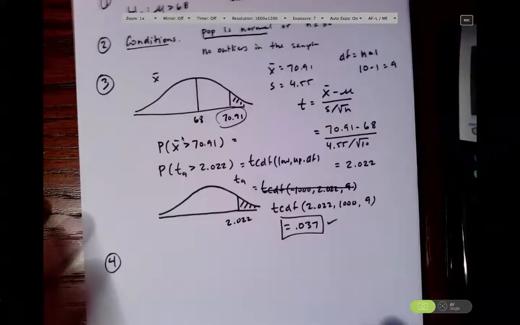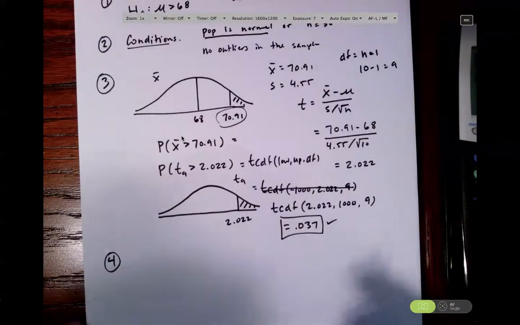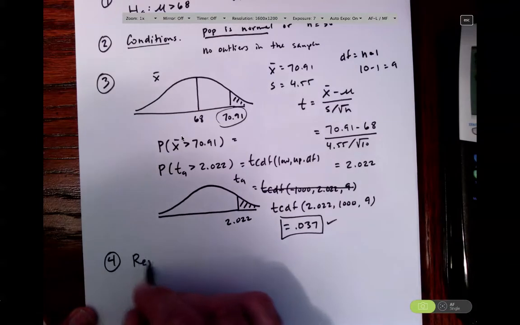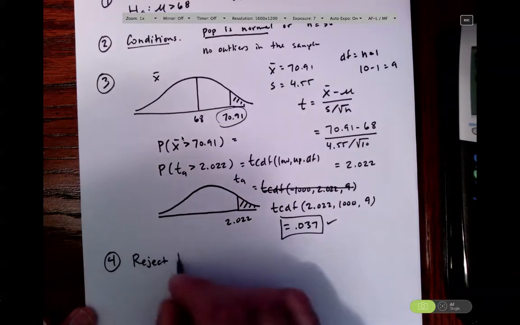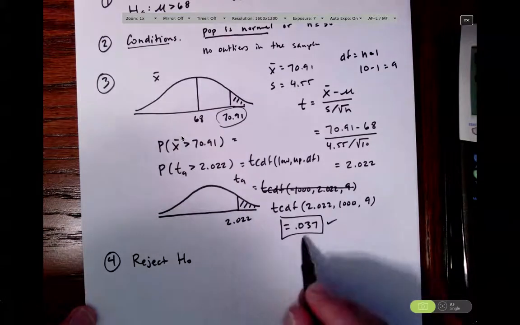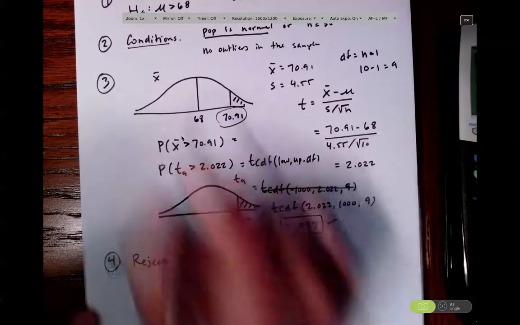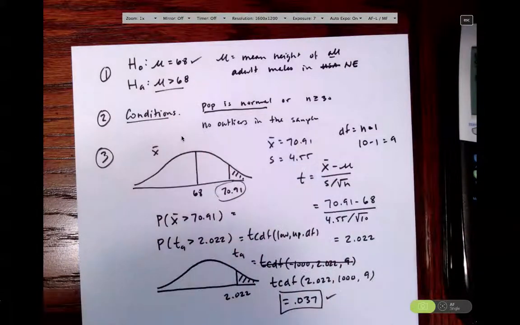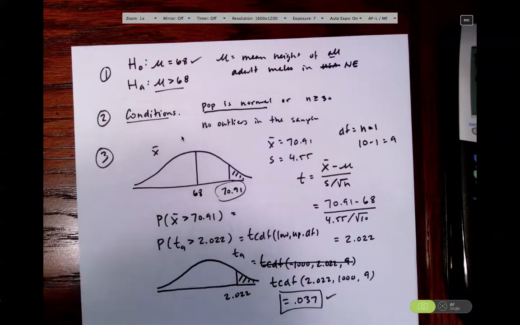And so my conclusion is going to involve basically three things. The first thing is we're going to reject the null hypothesis. I'm saying that because this probability is so small, I don't think that this mean of 68 is actually a true statement. I think that this is probably more the case, that the mean is bigger than 68.